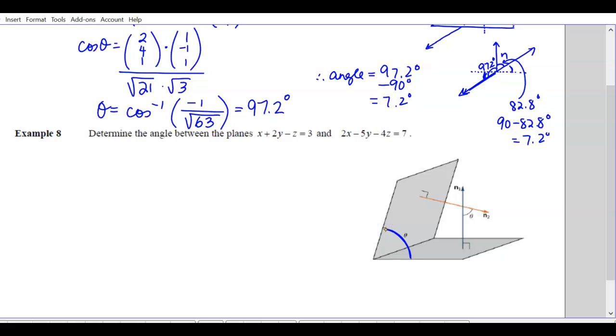So some angle properties back from previous math courses, perhaps back to junior high. What we do know from these planes, so plane 1, is that the normal here is 1, 2, negative 1, and plane 2 is 2, negative 5, negative 4. We've labeled them there. So what can we do with this? We want to find the angle in between the planes, can we use the normal vectors?